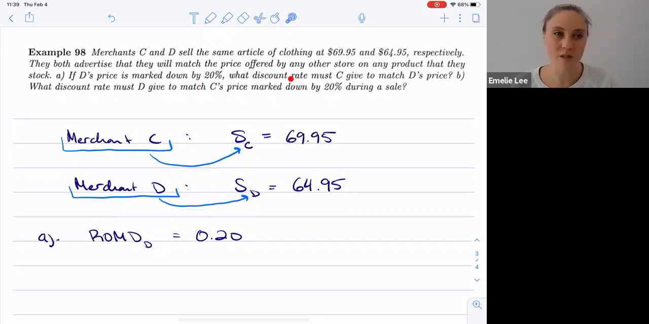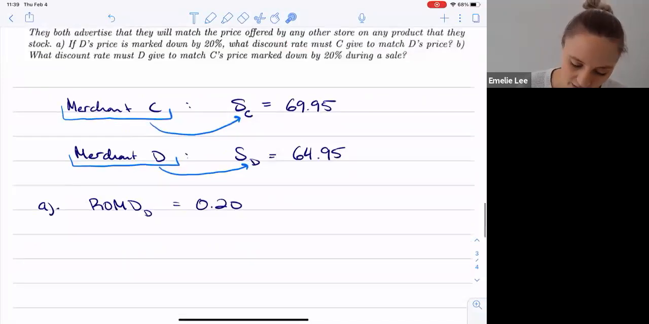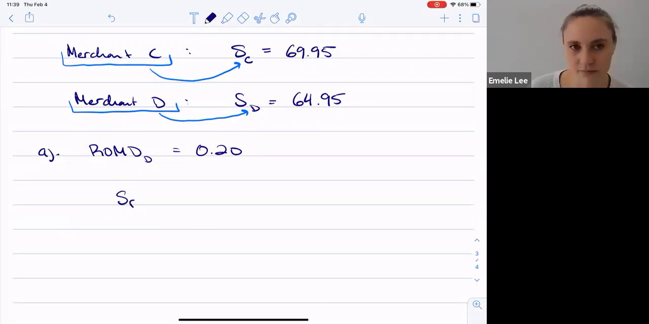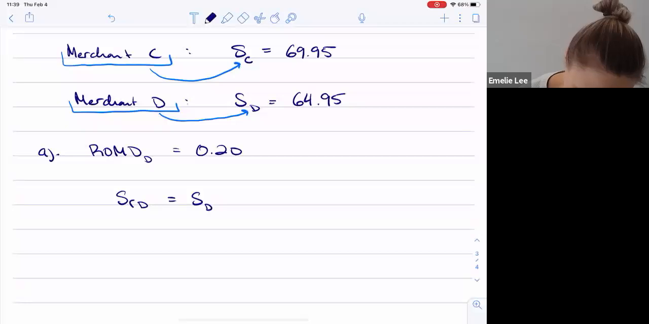So what discount rate? So what lambda does C have to have in order to match the price? So what we want to do is figure out, well, what is the price after a 20% discount? Okay, so then SRD, we can do that. I know, getting a little wild here, is SD times 1 minus lambda for D.